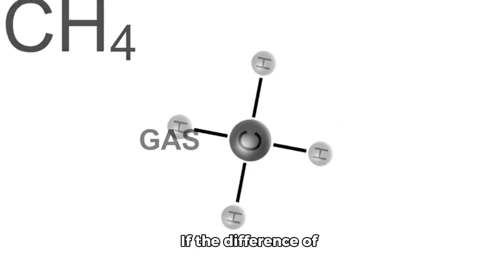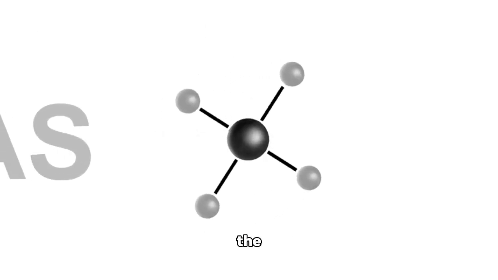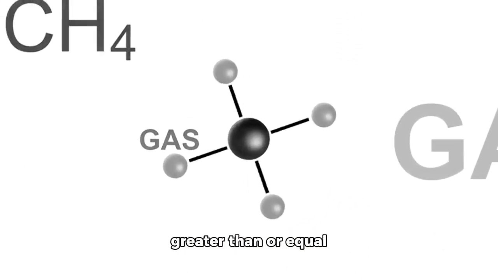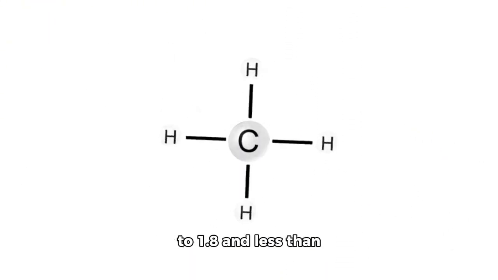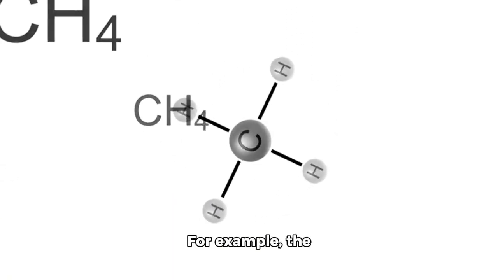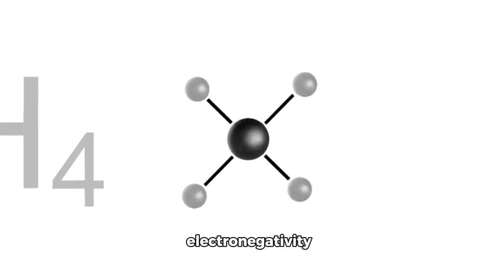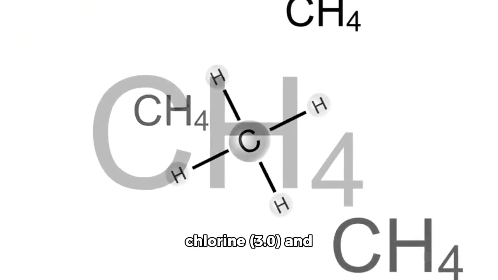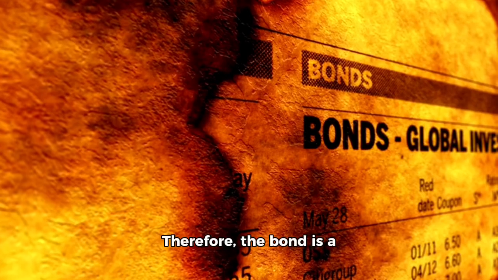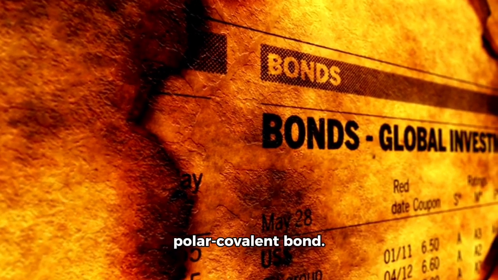If the difference of the electronegativities of two bonded atoms is greater than or equal to 1.8 and less than or equal to 3.3, then the bond is an ionic bond. For example, the electronegativity difference between chlorine, 3.0, and hydrogen, 2.1, is 0.9. Therefore, the bond is a polar covalent bond.